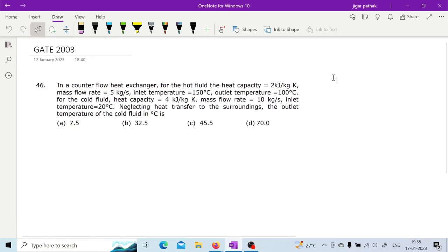So let us see. It was asked in GATE 2003: in a counter flow heat exchanger, for the hot fluid the heat capacity is 2 kJ per kg Kelvin, mass flow rate is 5 kg per second, inlet temperature is 150 degrees centigrade, outlet temperature is 100 degrees centigrade. Then for cold fluid, heat capacity is 4 kJ per kg Kelvin and mass flow rate is 10 kg per second, inlet temperature is 20 degrees centigrade. Then neglecting heat transfer to the surrounding, what is the outlet temperature of the cold fluid in degrees centigrade? Can you calculate this?